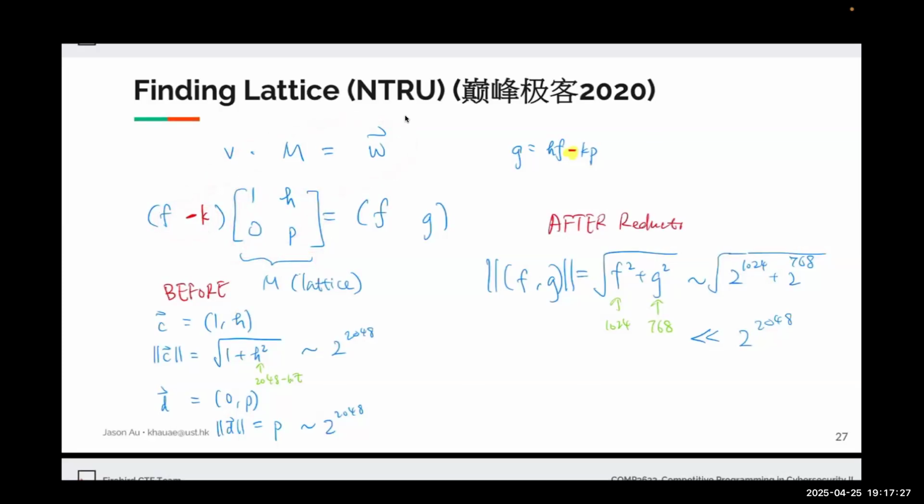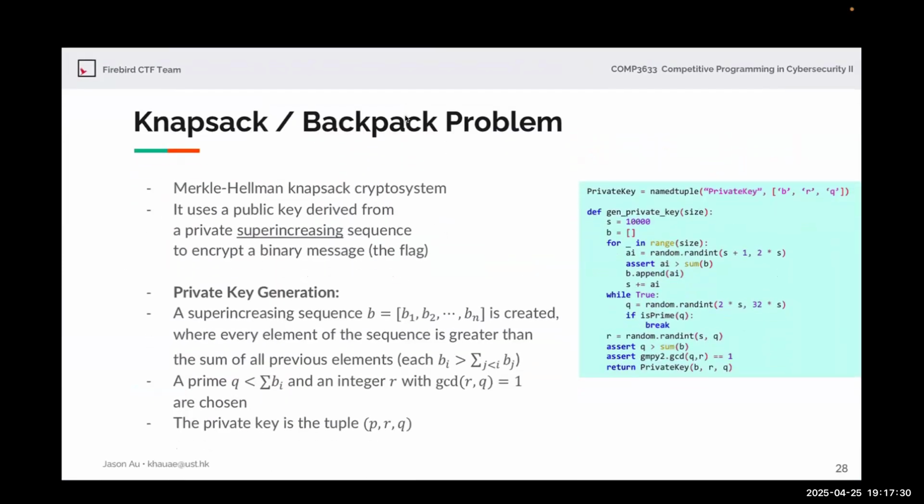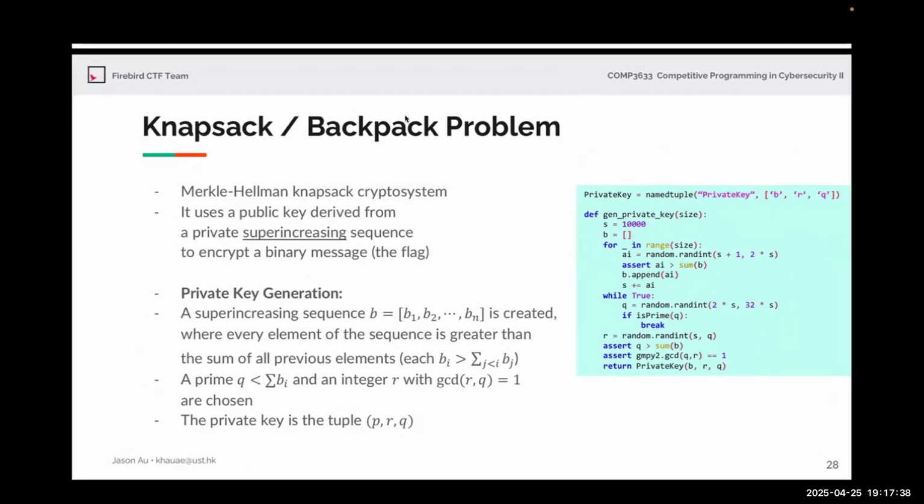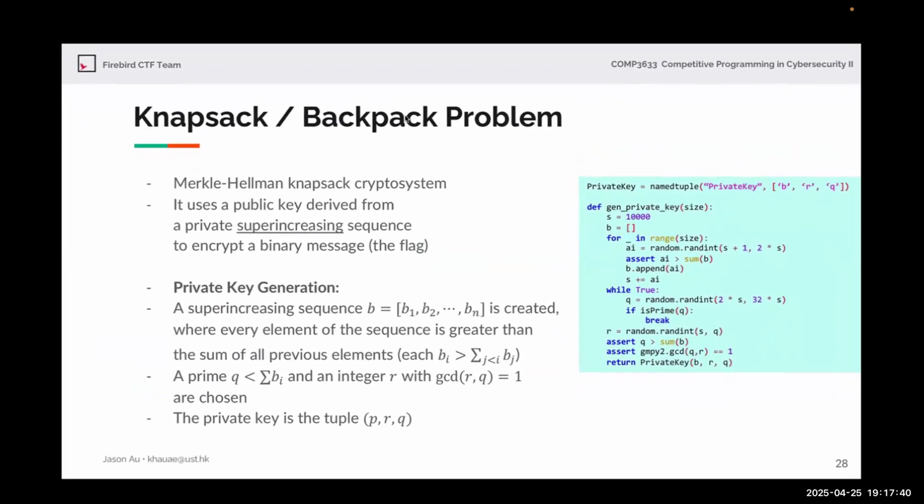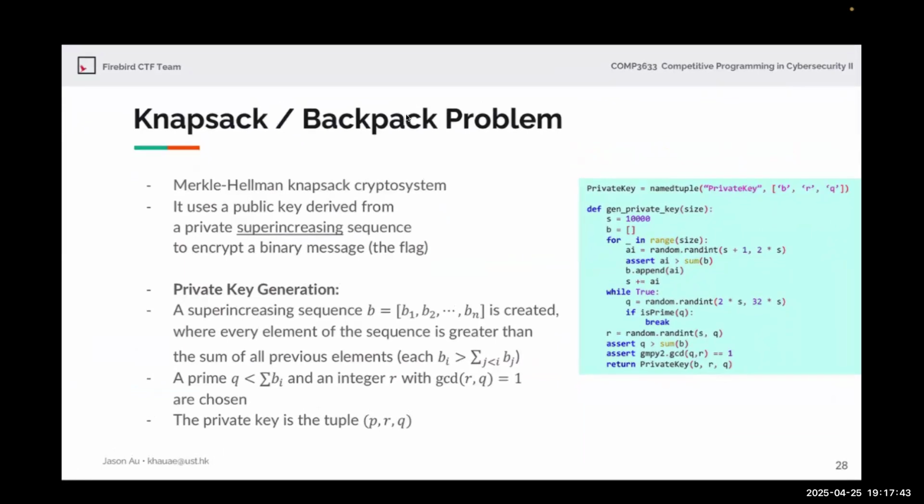Okay. So let's go to the last one. The last one is a knapsack or backpack problem. Okay, so the algorithm that is used in this exercise is called the Merkle-Hellman knapsack crypto system. And it uses a public key derived from a super increasing sequence. So what is a super increasing sequence? Like this one, B1, B2 to Bn. So each B will be greater than the sum of all the previous elements.